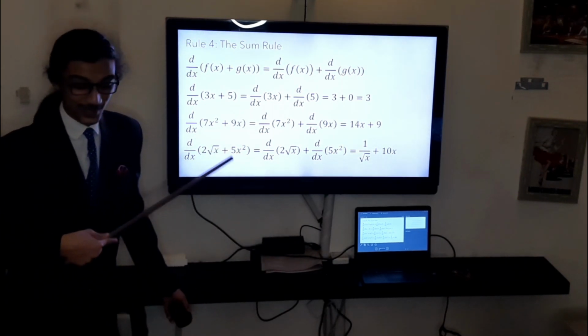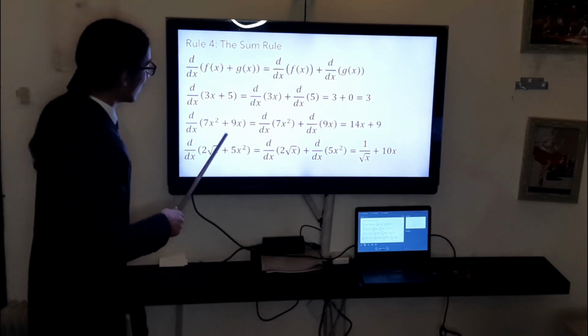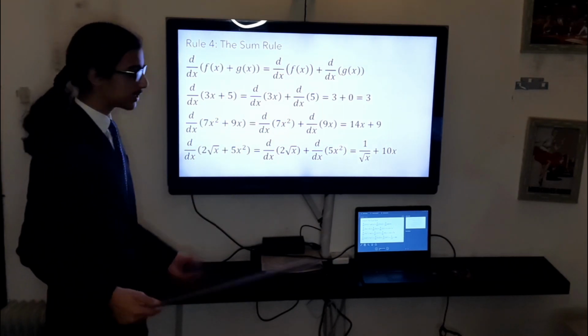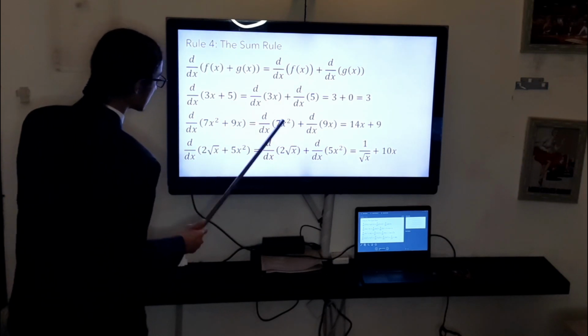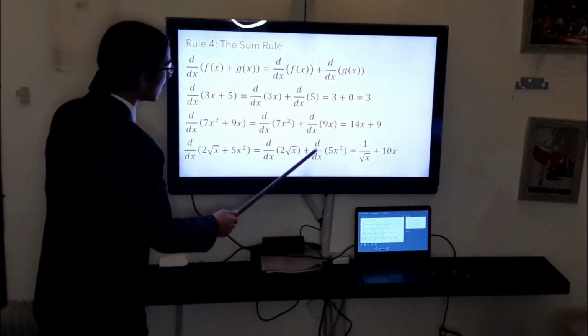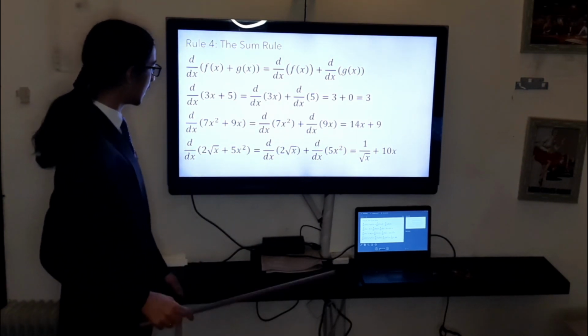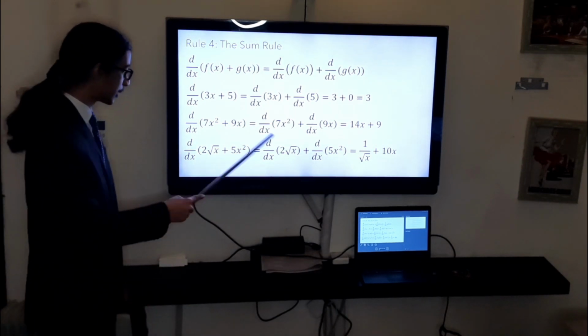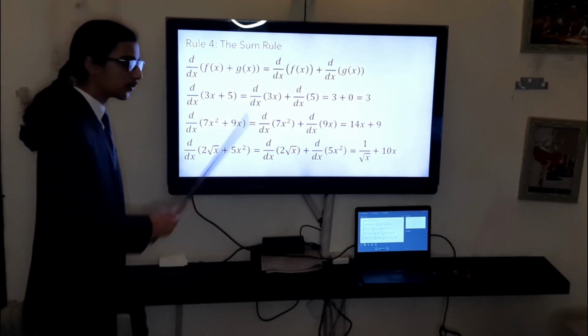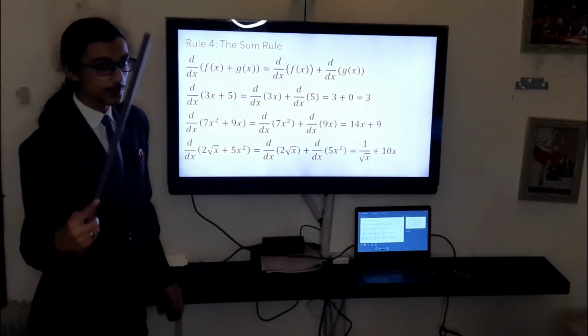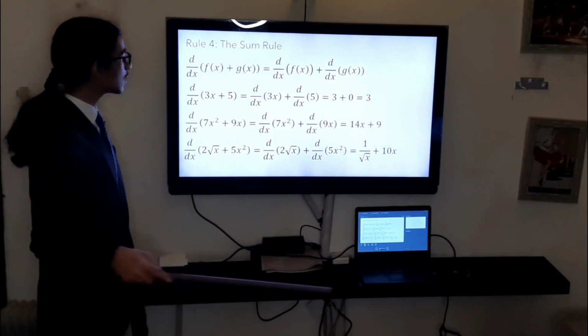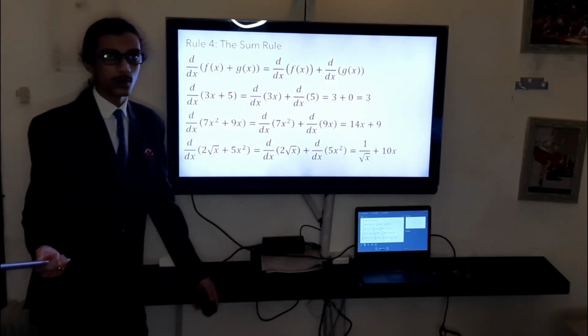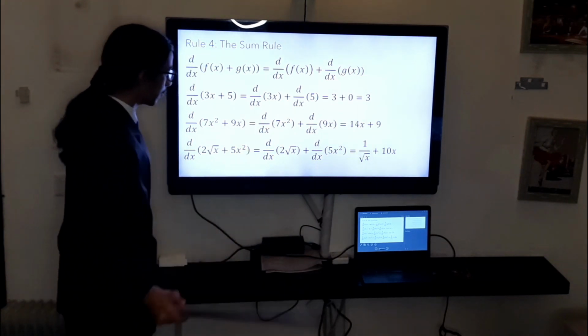That would be kind of painful, actually very painful if you think about it. But with the sum rule, it makes our lives a lot easier. If we take this, it just becomes the derivative of 2 root x plus the derivative of 5x squared, right? What is the derivative of 2 root x? I can take 2 out, 2 into the derivative of root x. The derivative of root x is 1 over 2 root x, as we learned last lesson. So 2 into 1 over 2 root x just becomes 1 over root x.